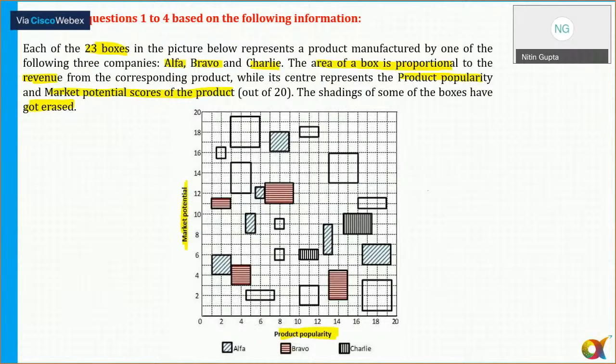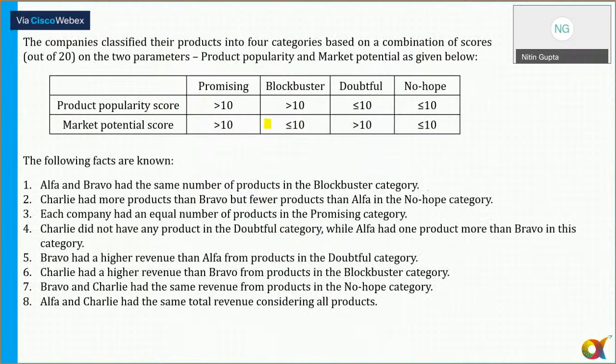Now, what is the next step here? The companies classified their products into four categories: promising, blockbuster, no hope, and doubtful. The criterion is the value 10, whether the x-axis and the y-axis values of the center of each rectangle are more than 10 or less than 10. And the following facts are also known.